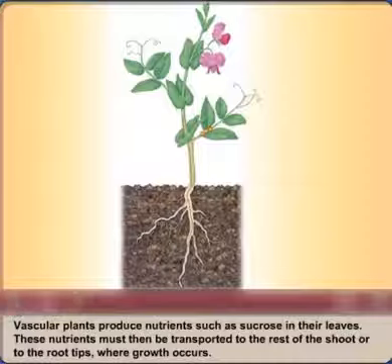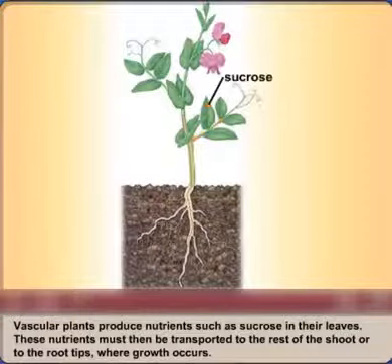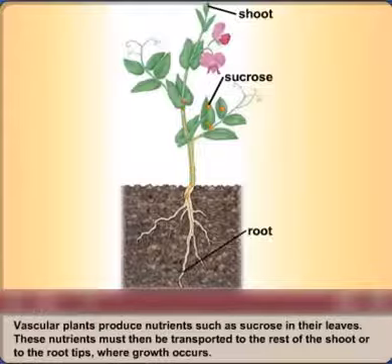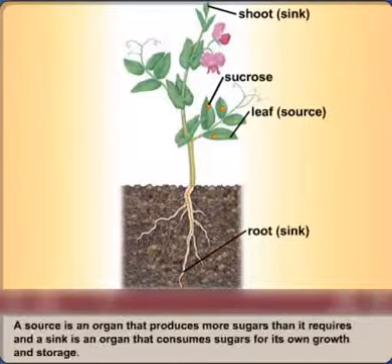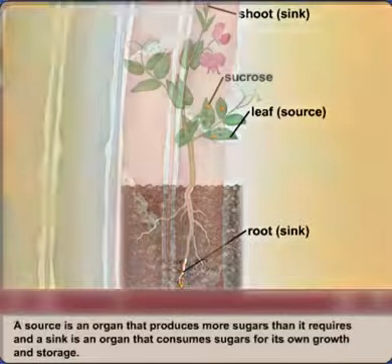Vascular plants produce nutrients such as sucrose in their leaves. These nutrients must then be transported to the rest of the shoot or to the root tips where growth occurs. The leaves are referred to as the source, and the shoot and root tips are referred to as the sink. A source is an organ that produces more sugars than it requires, and a sink is an organ that consumes sugars for its own growth and storage.